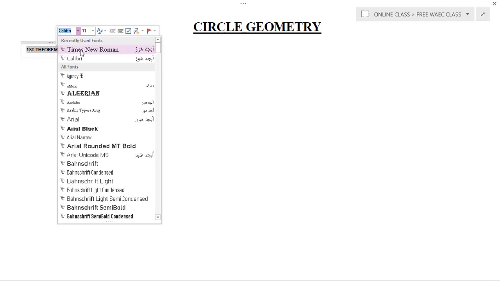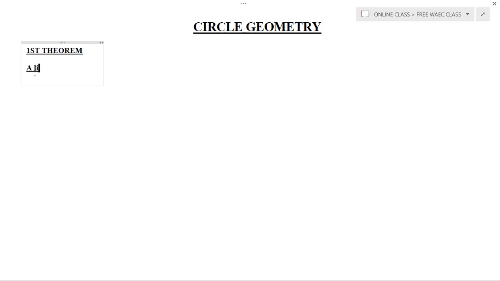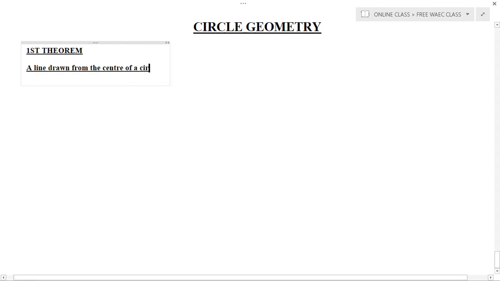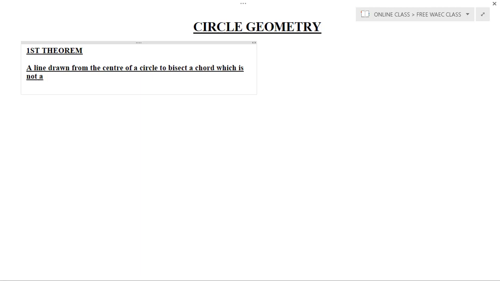So what is the first theorem? I will relate the theorem now so that you can be happy. The first theorem states that a line drawn from the center of a circle to bisect a chord which is not a diameter is at right angle to the chord.